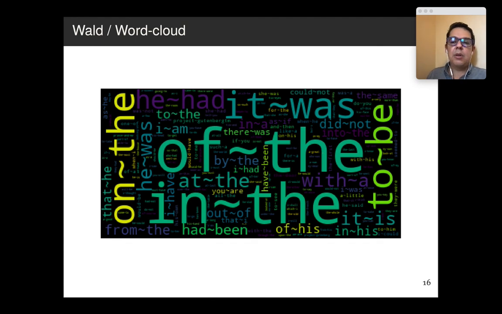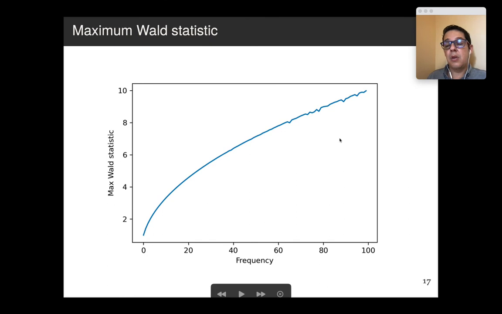Does it? Well, it turns out that "of the" is a very, very frequent bigram, because it is formed by the word "of", which is quite frequent, and the word "the", which is also very frequent. So this bigram is very frequent, and this plot is telling me that if the bigram is very frequent, the maximum value of the Wald statistic is going to be very, very high. On the other hand, if it is not frequent, then the Wald statistic is not going to be so high.